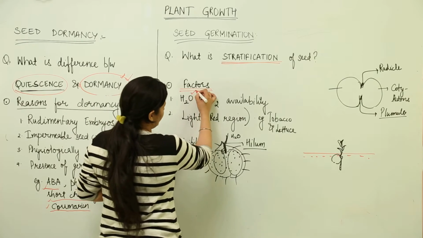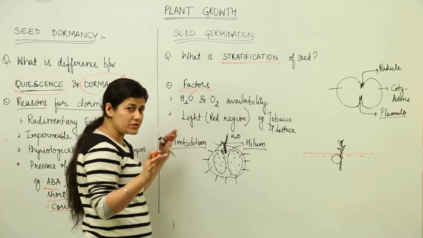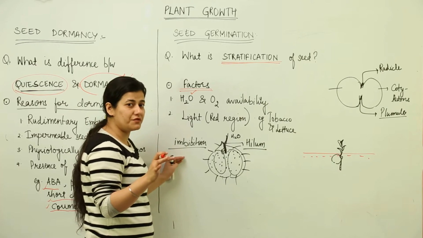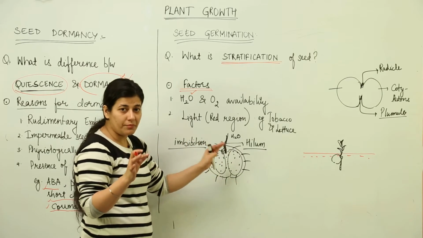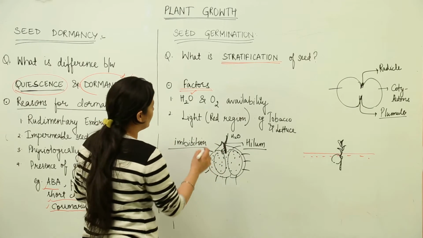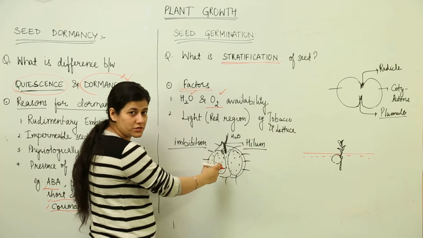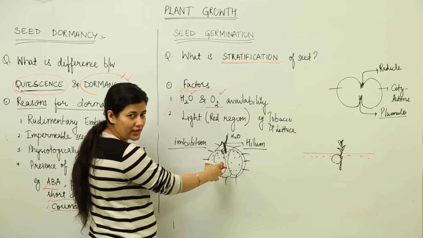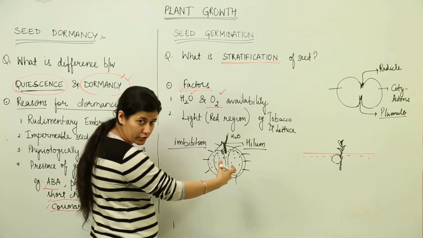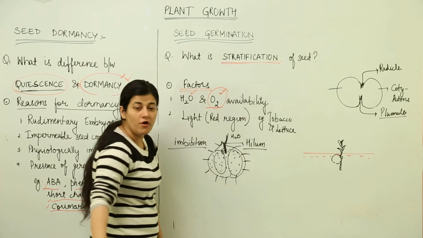First one is water availability. Of course, moisture is very important, because imbibition would take place in the presence of a solvent that would bring about the breakdown of the seed coat through which the radicle and plumule would come out. Oxygen availability is necessary because all the physiological processes, that is the breakdown of polysaccharides and the metabolic processes that follow, are to be conducted in the availability of oxygen.